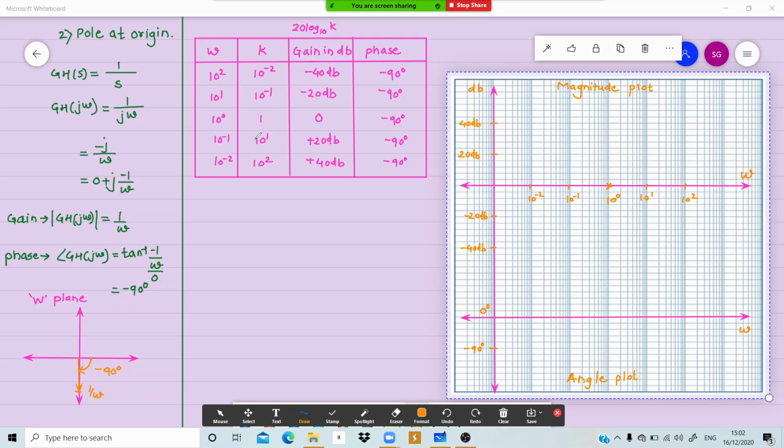Then at 10 raised to minus 1, it is plus 20. That means over here, this point. For 10 raised to minus 2, it is 40 dB. This point. Then 10 raised to 1, minus 20 dB. And minus 40 dB. And very well you can understand from the plot that it's just a straight line.